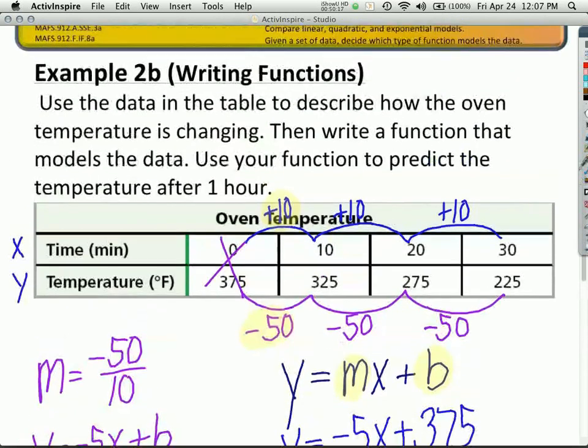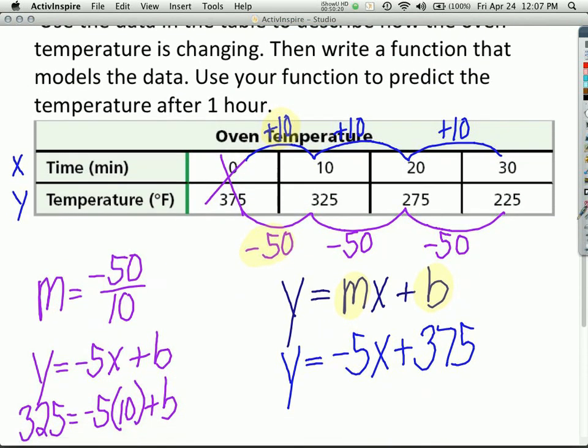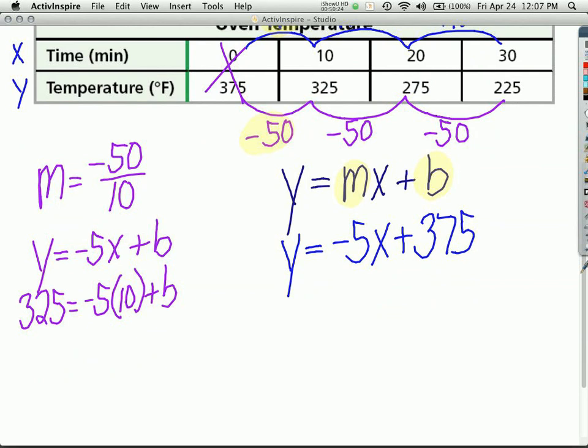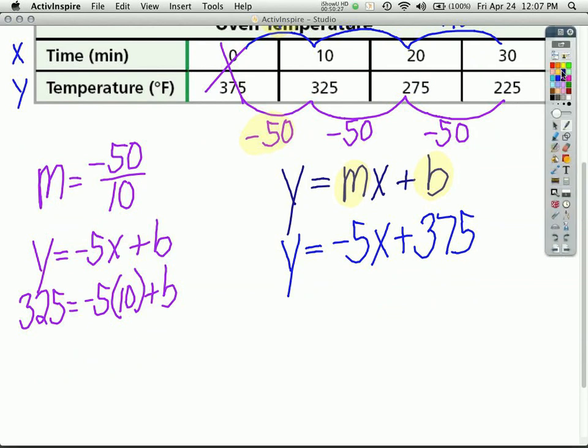So now we're asked to use our function to predict the temperature after 1 hour. Go ahead. Find the temperature after 1 hour. Find the temperature after 1 hour. Go. You got 30 seconds. My really high-level students can do mental math again.